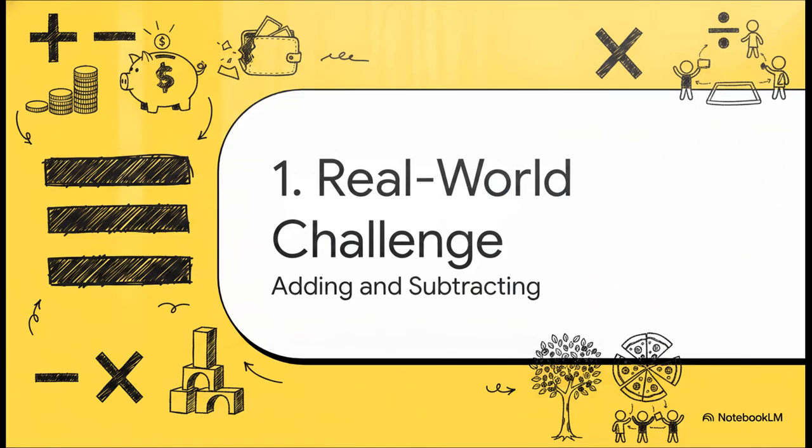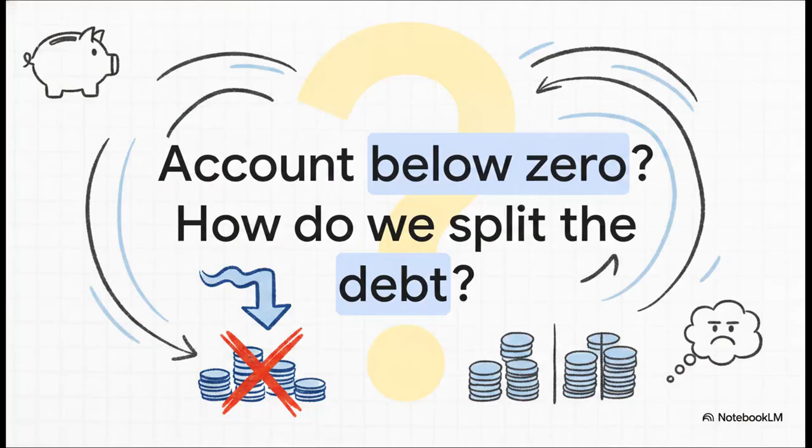Section 1. The Real-World Challenge. We're kicking things off with a scenario that actually requires all four major operations. That's adding, subtracting, multiplying, and dividing rational numbers, exactly as it's laid out in the Grade 7 standards. Now, what happens when your bank account drops below zero and you need to split the remaining debt?